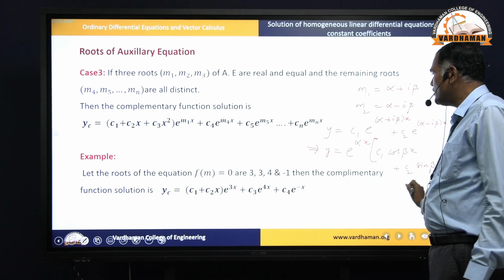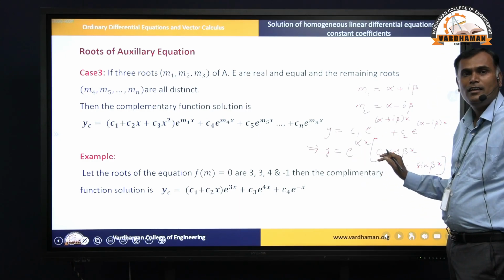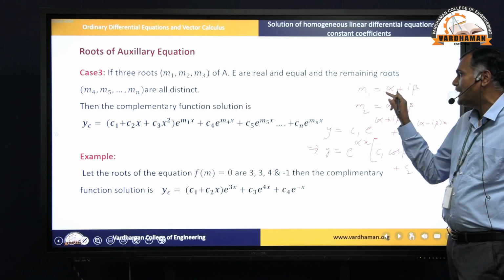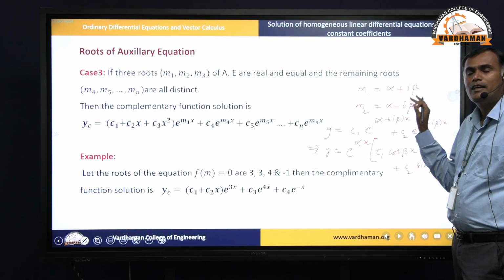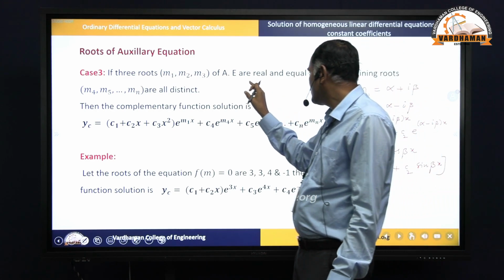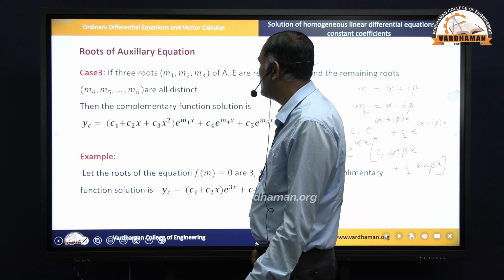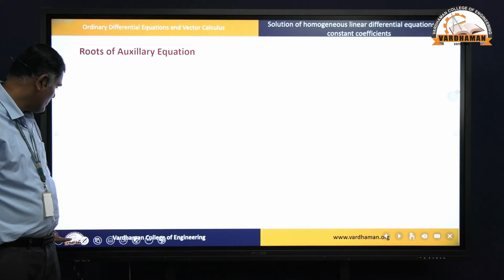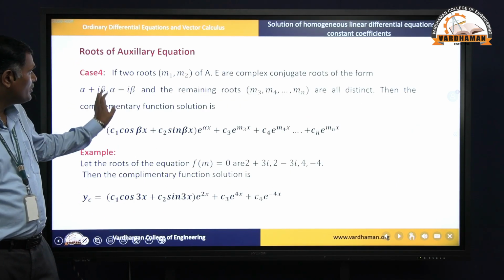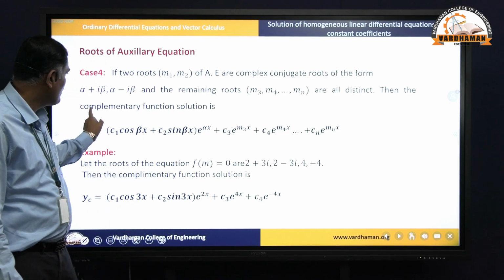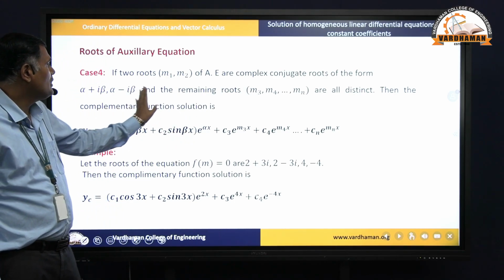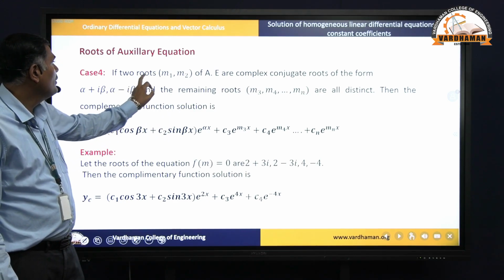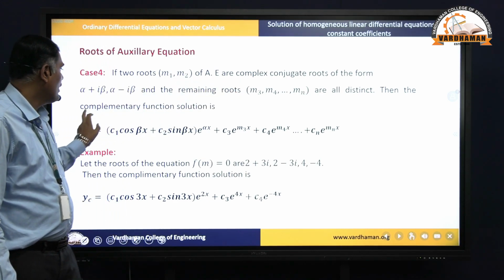Now this is the way to write a solution of linear DE with constant coefficients when roots of the auxiliary equation are complex and distinct. If roots of the equation are complex and distinct, then we can write like this. Now this is the way to write a complementary function, or we can say solution, when roots of the auxiliary equation are complex and distinct.